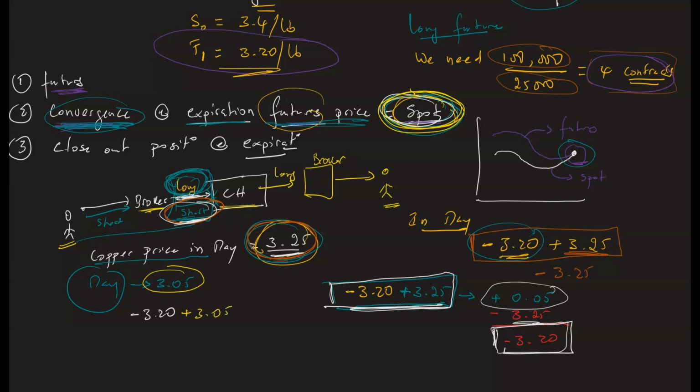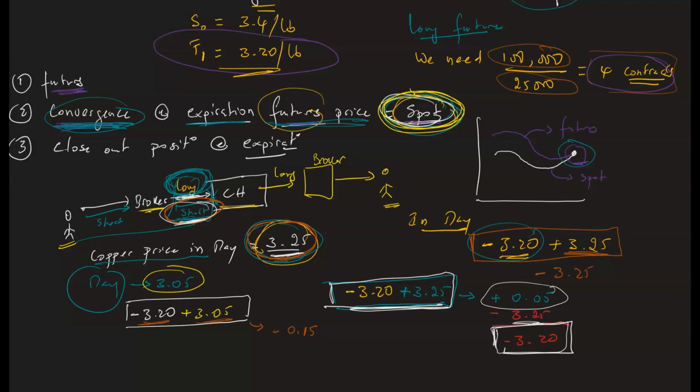So our position here is going to be closed out with a loss this time, and our loss is going to be of what's that, minus 20 cents? Oh, is that 20 cents? No, yes, 15 cents. Right? I'm spending $3.20. I'm getting back $3.05. So my loss is essentially 15 cents per pound.